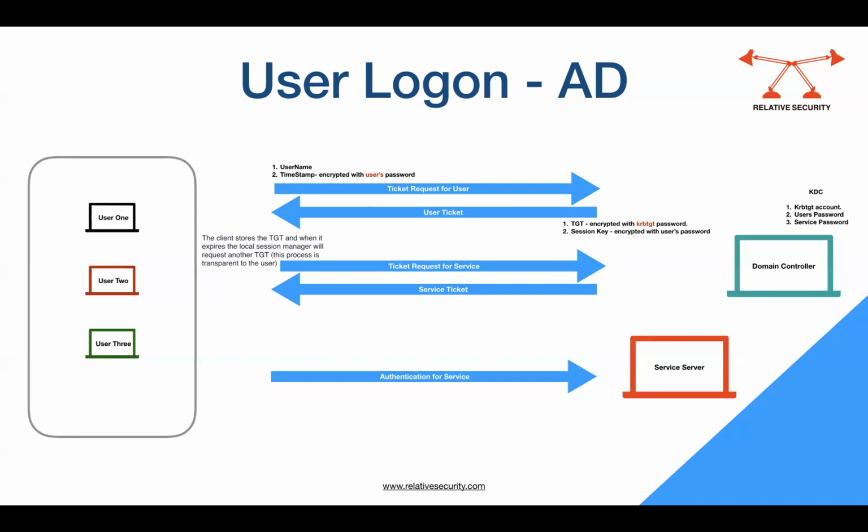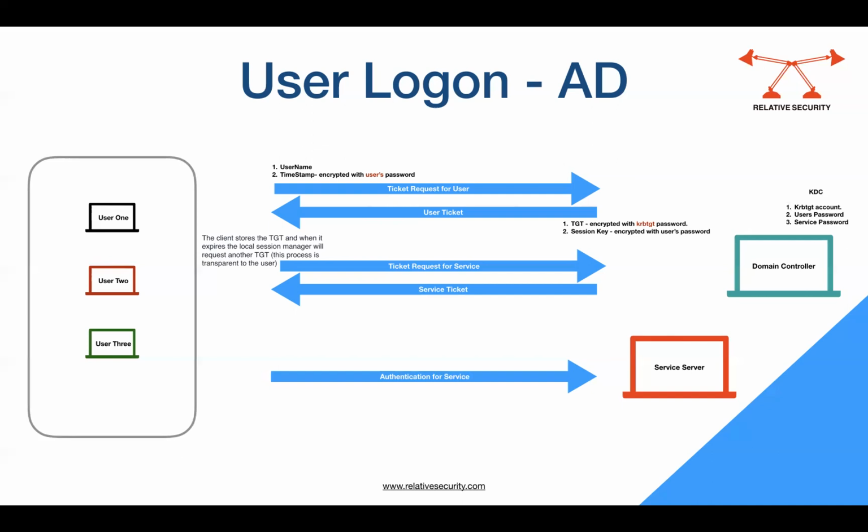Ticket granting ticket will be generated by the domain controller and it will be encrypted using the KRBTGT password. Now remember, the KRBTGT password is the main password that was created when the domain was created. Nobody else knows the password for the KRBTGT account. Now TGT is being encrypted with the long-term key of the KRBTGT account.